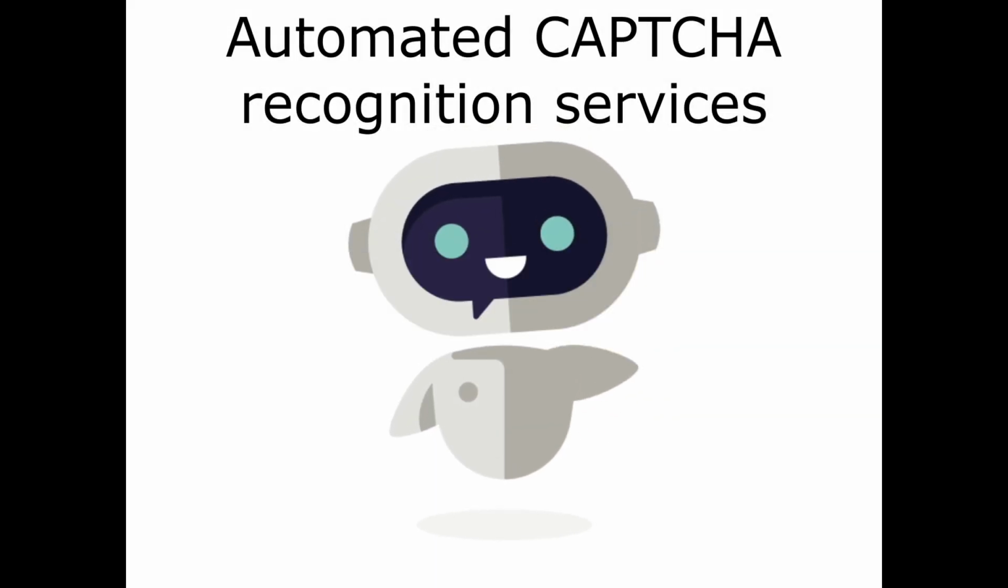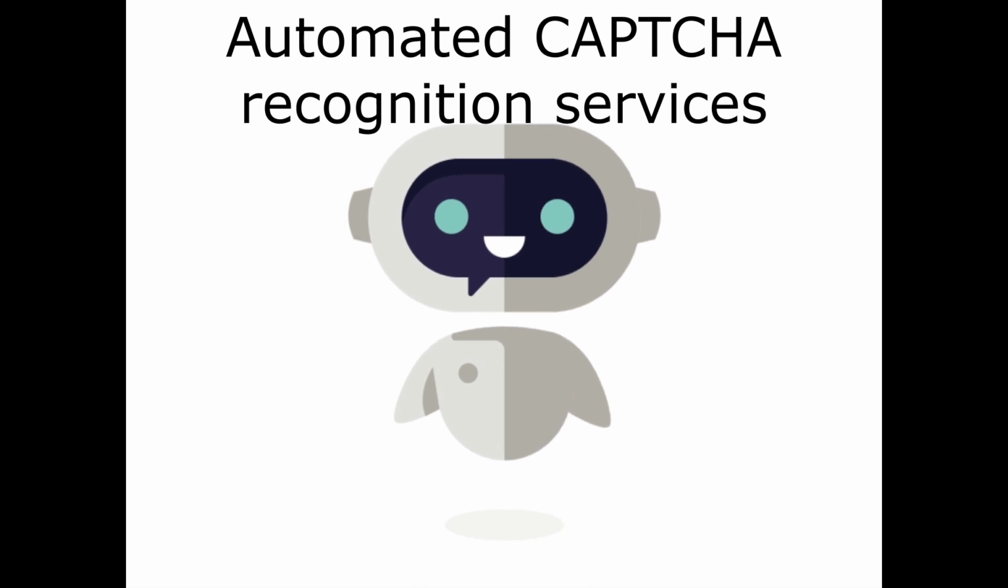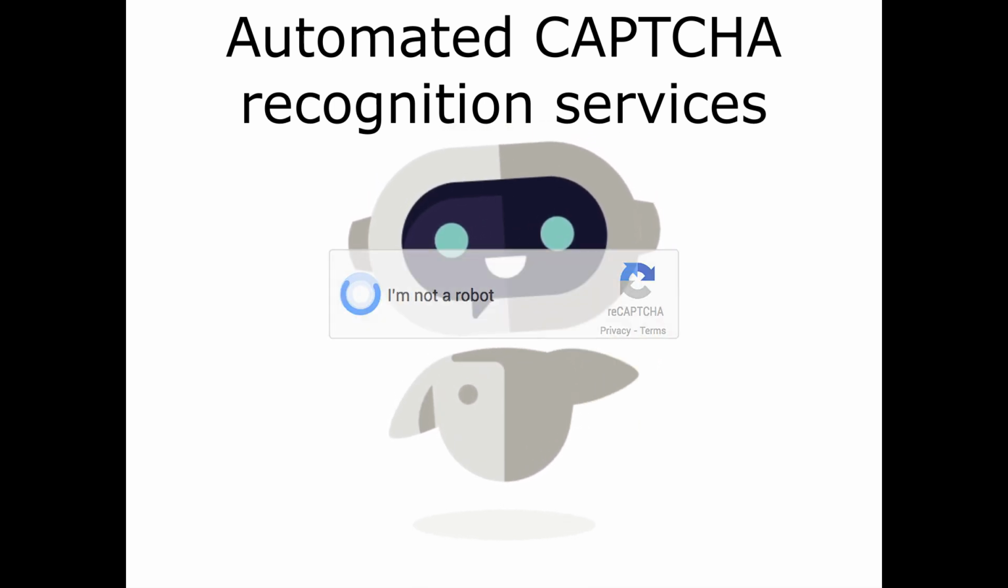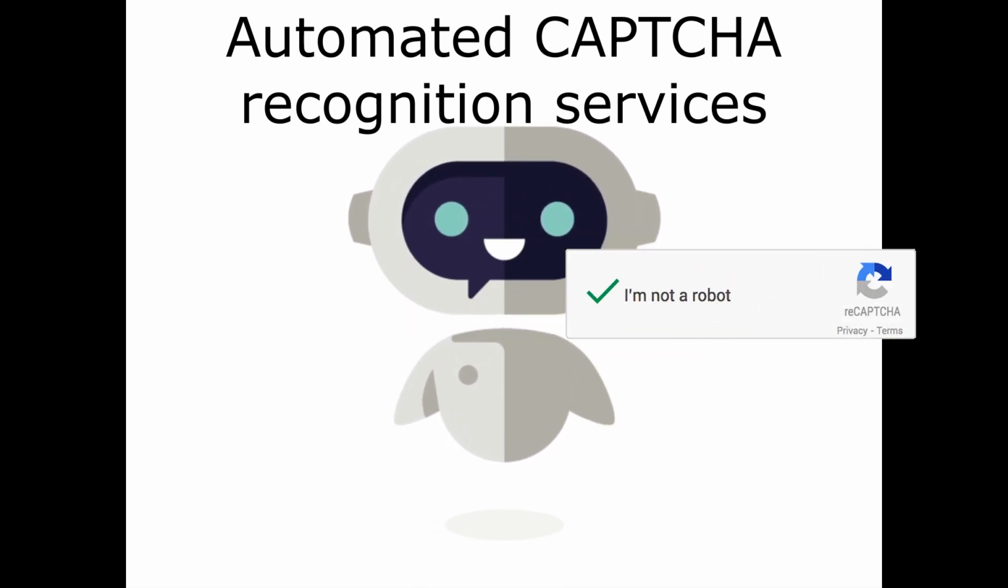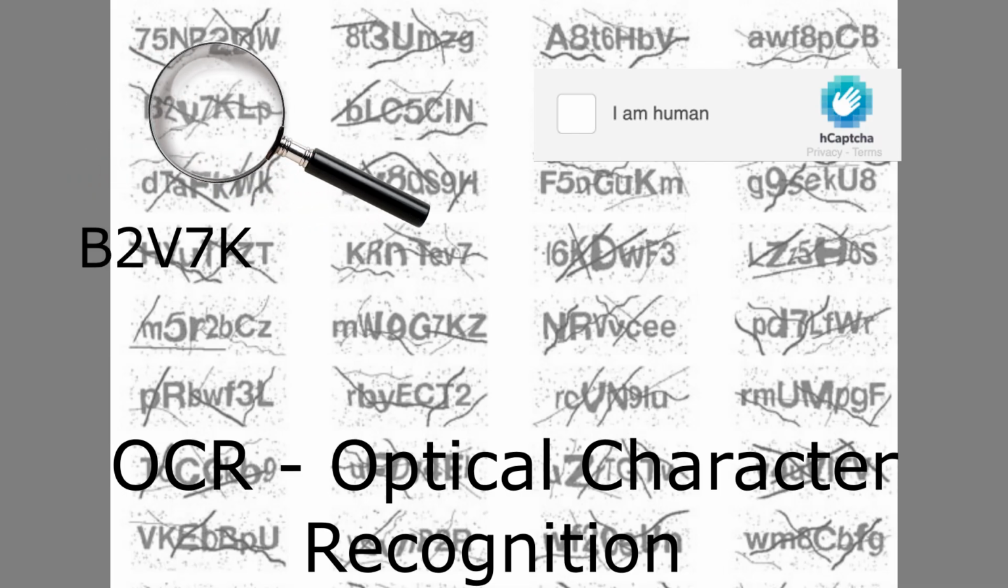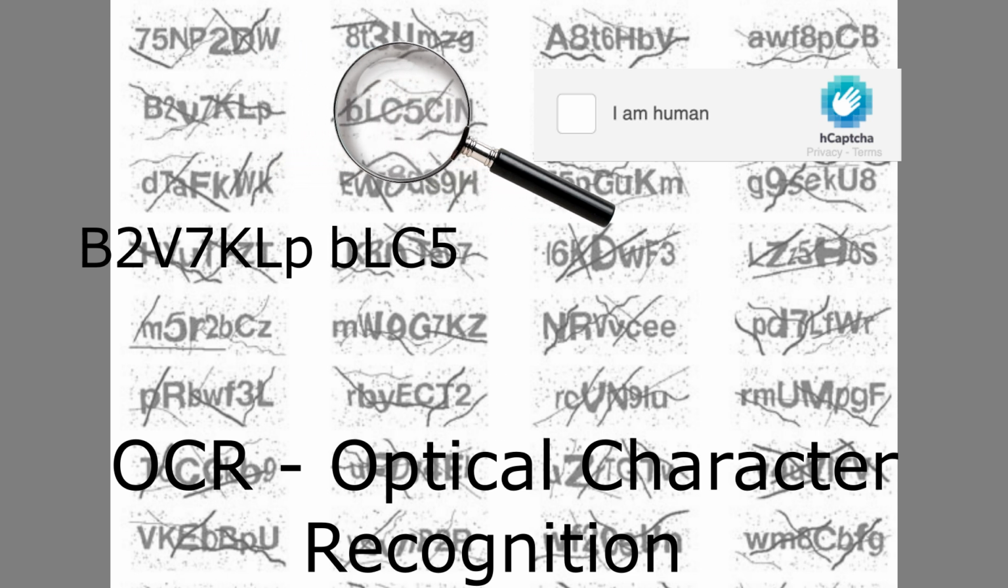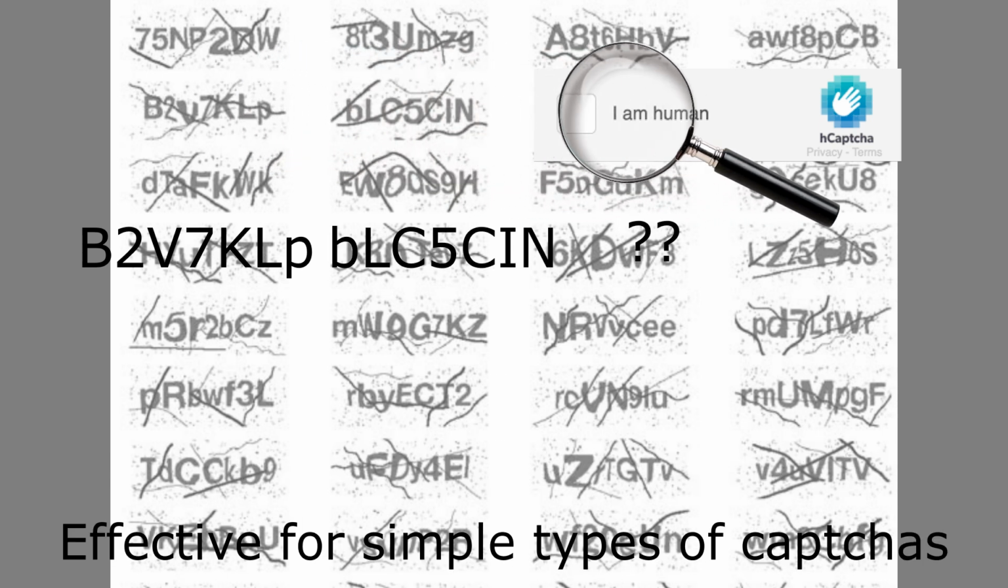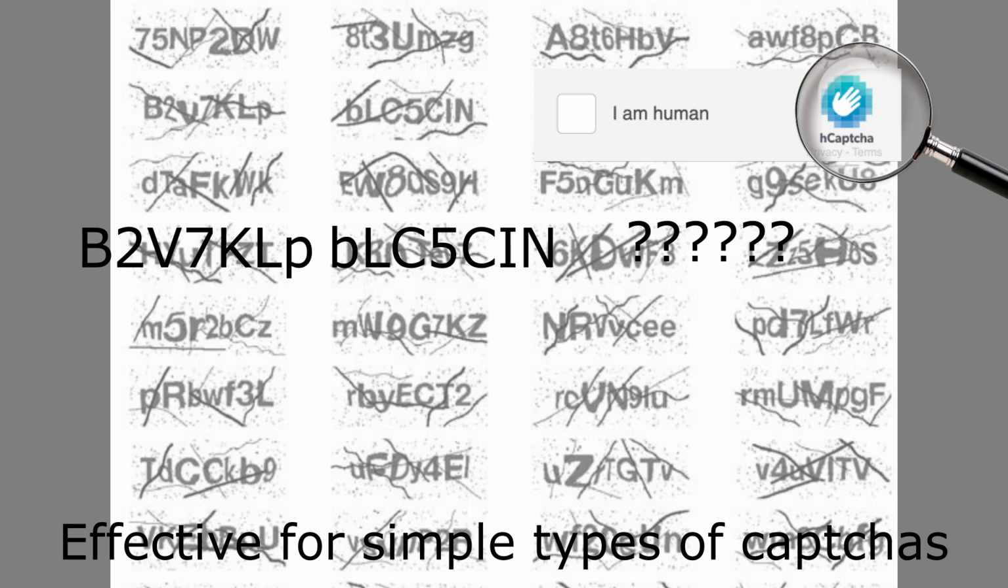Automated CAPTCHA recognition services use algorithms and neural networks for recognition. They are faster and cheaper but often fail with more complex types of CAPTCHA. Optical character recognition, OCR, is effective for simple text CAPTCHAs but is not very useful for modern, more advanced variants.